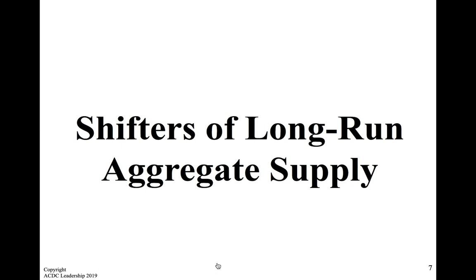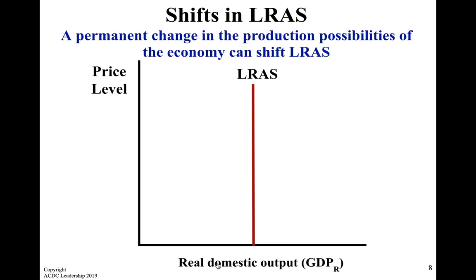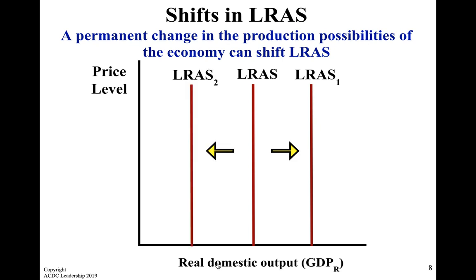Now, we've already talked about the shifters of aggregate demand. Those are easy. It's the same components as GDP, C, I, G, X, N. We've also talked about the shifters of the short-run aggregate supply. Again, even easier than regular supply because there's only 3 of them, RAP: resources, actions of the government, and productivity, specifically changes in technology. For LRAS, we can see that there's going to be a permanent change in the production possibilities of the economy that can either shift the LRAS to the right, which would be an increase, or shift it to the left, which would be a decrease.